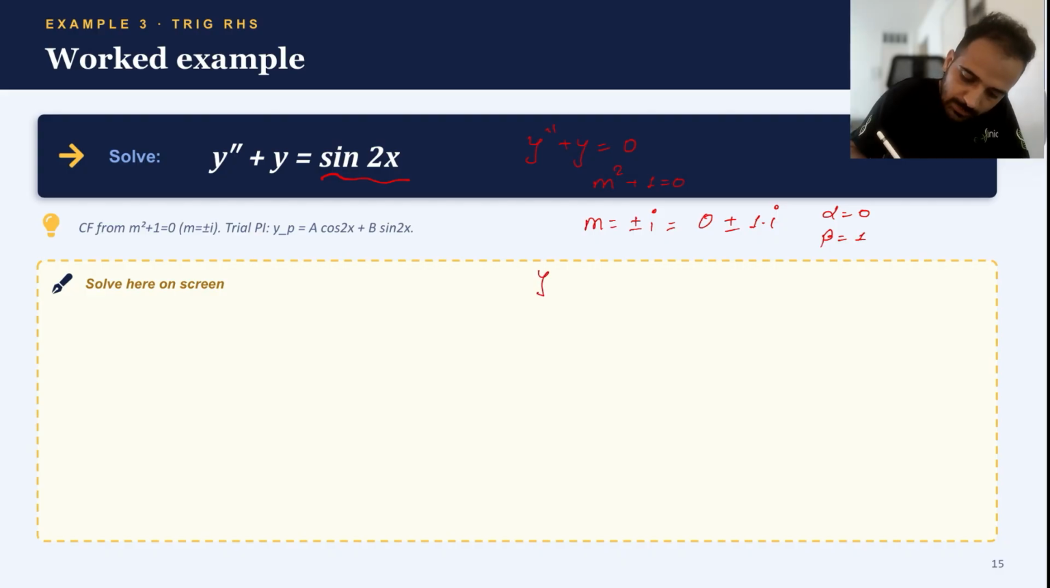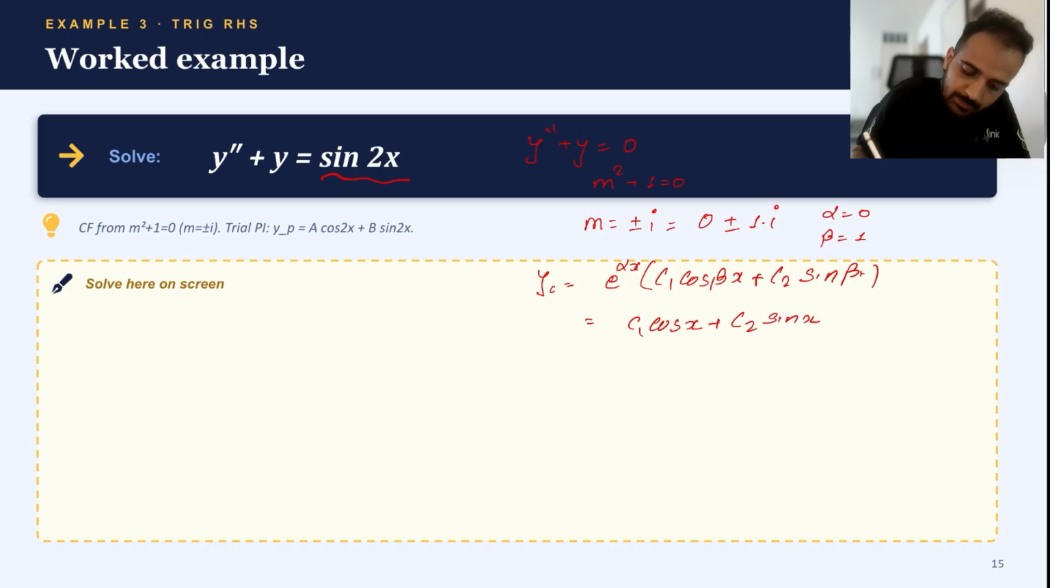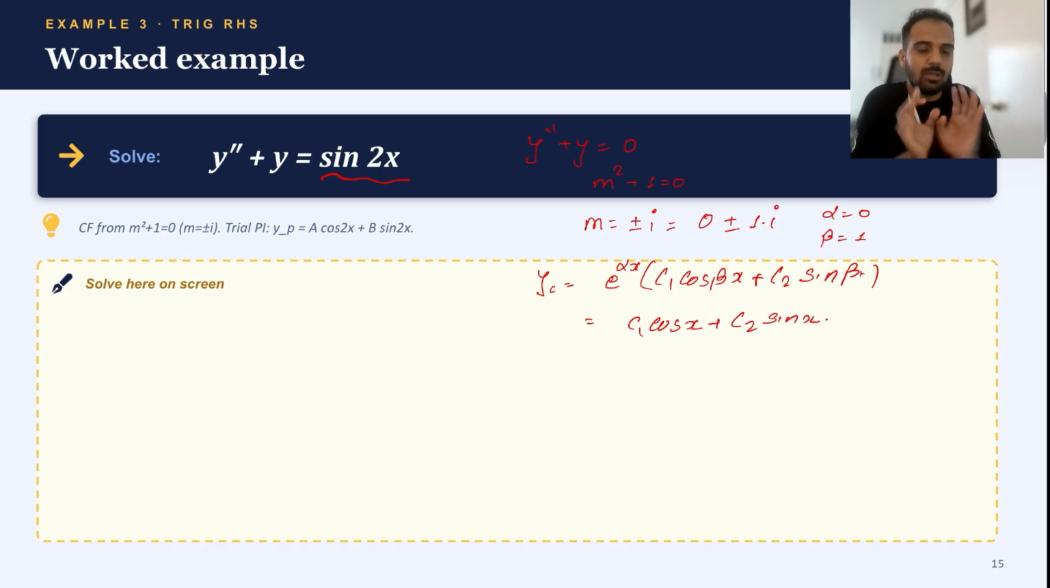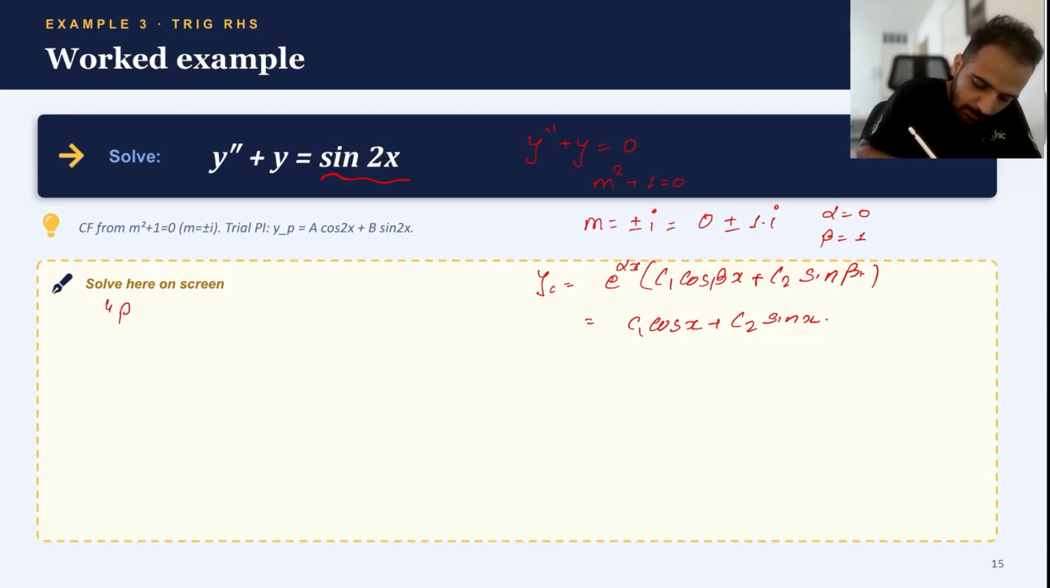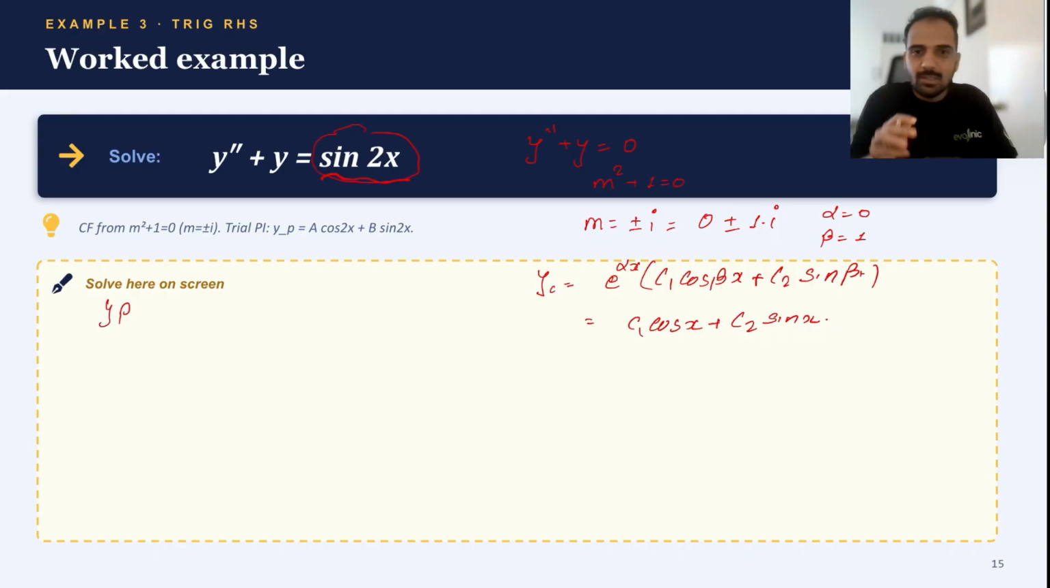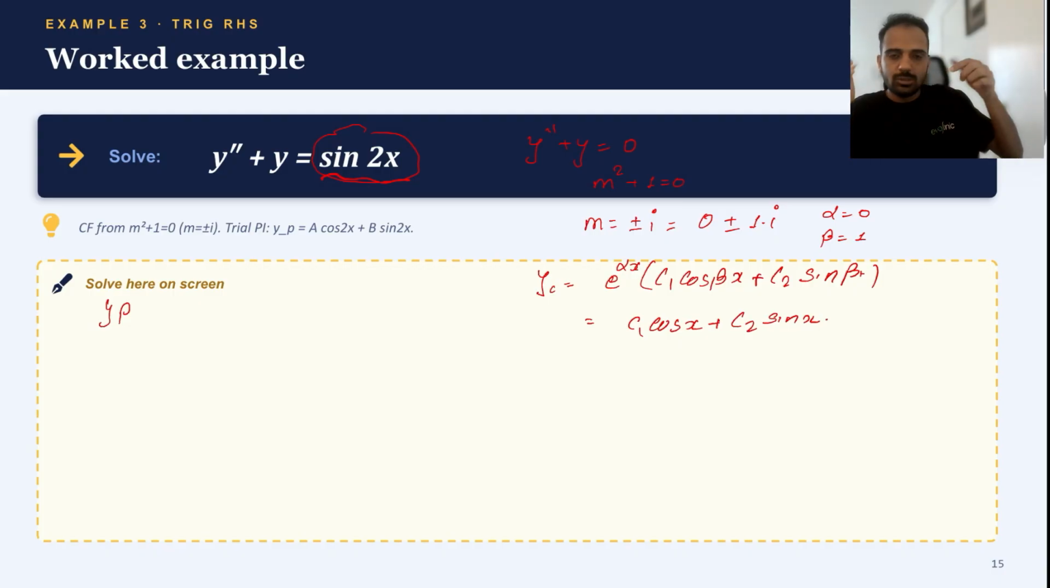So its solution will be yc equals exponential alpha x times c1 cos beta x plus c2 sin beta x. This will give you nothing but c1 cos x plus c2 sin x. This is your homogeneous solution, or let's say complementary function. Now to get the particular integral, you have your yp. Here the forcing term is sine 2x. That means this is a harmonic function, so your trial solution should also be harmonic. So harmonic means you may have sine or you may have cosine also.